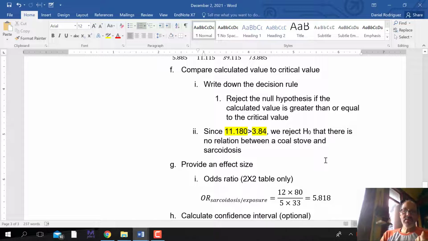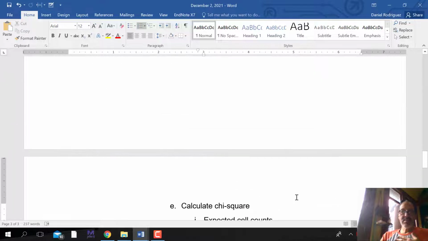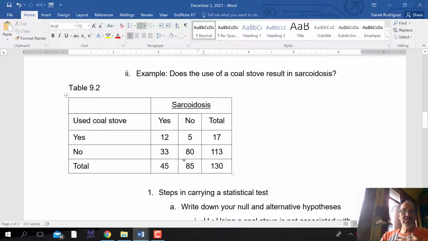Now, we want to provide an effect size, and we already know how to do this. We know how to calculate an odds ratio, but let's do it again here. So we want to know what's the odds ratio for sarcoidosis among those who have a coal stove versus those who do not have a coal stove. And that is going to be, so let's take a look at this again. So it's the ratio of the odds. The odds are success over failure.